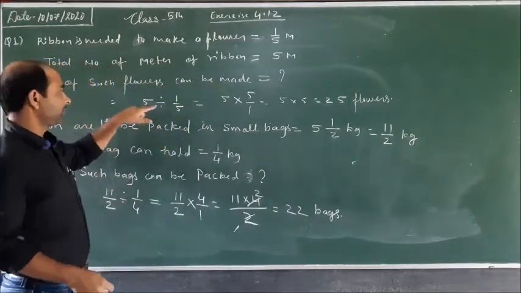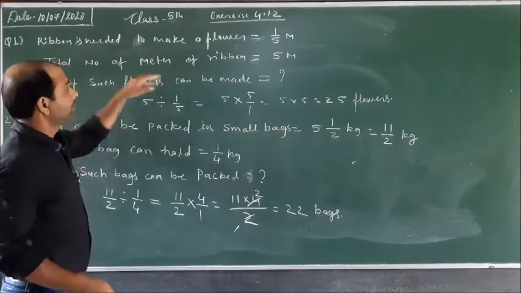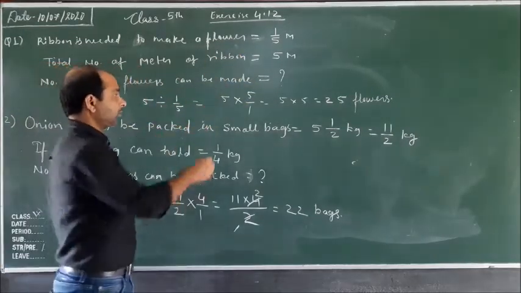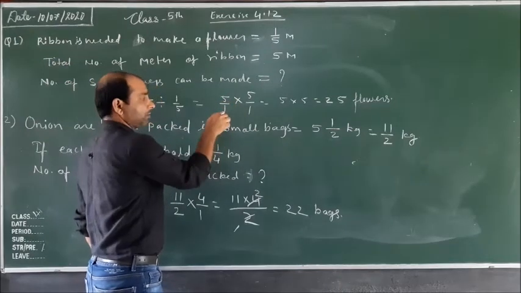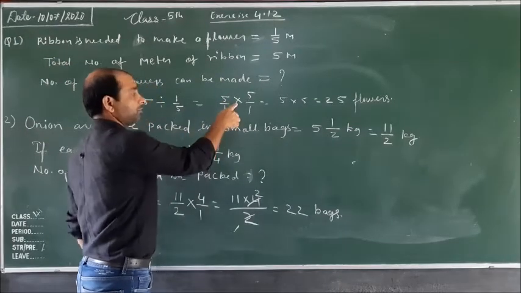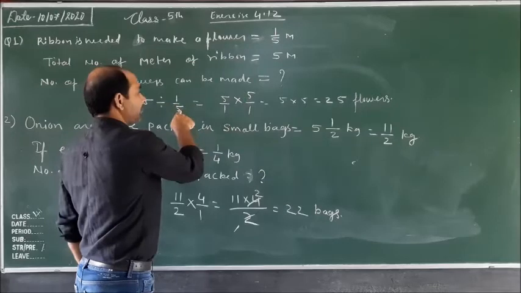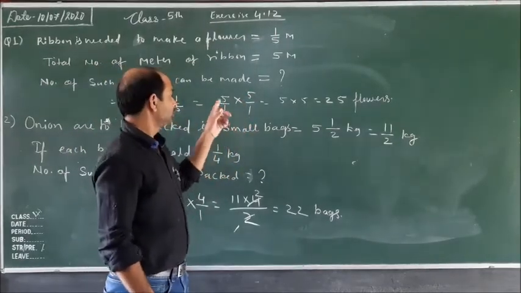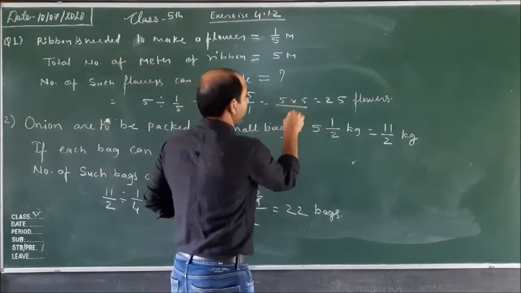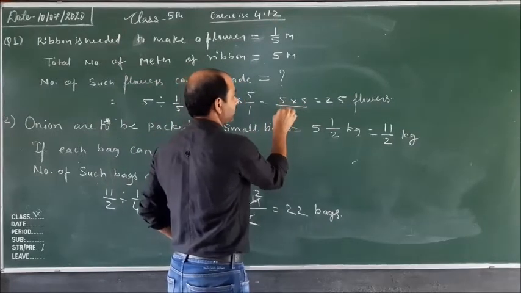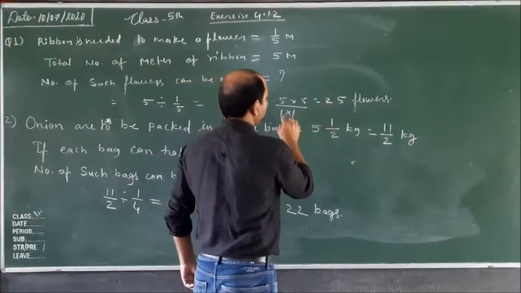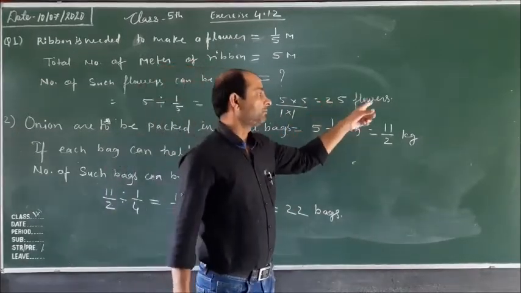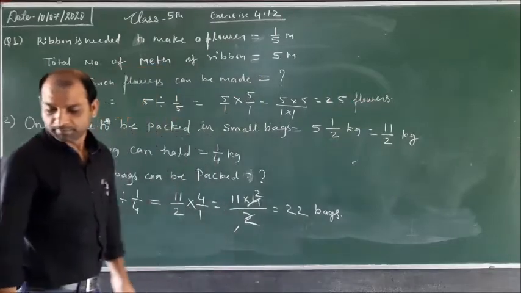is 5 divided by 1/5. So 5 divided by 1/5 means 5/1 divided by 1/5. We change into the reciprocal, 5/1. So 5 multiplied by 5 equals 25. 1 times 1 is 1. So 25/1 equals 25 flowers can be made.